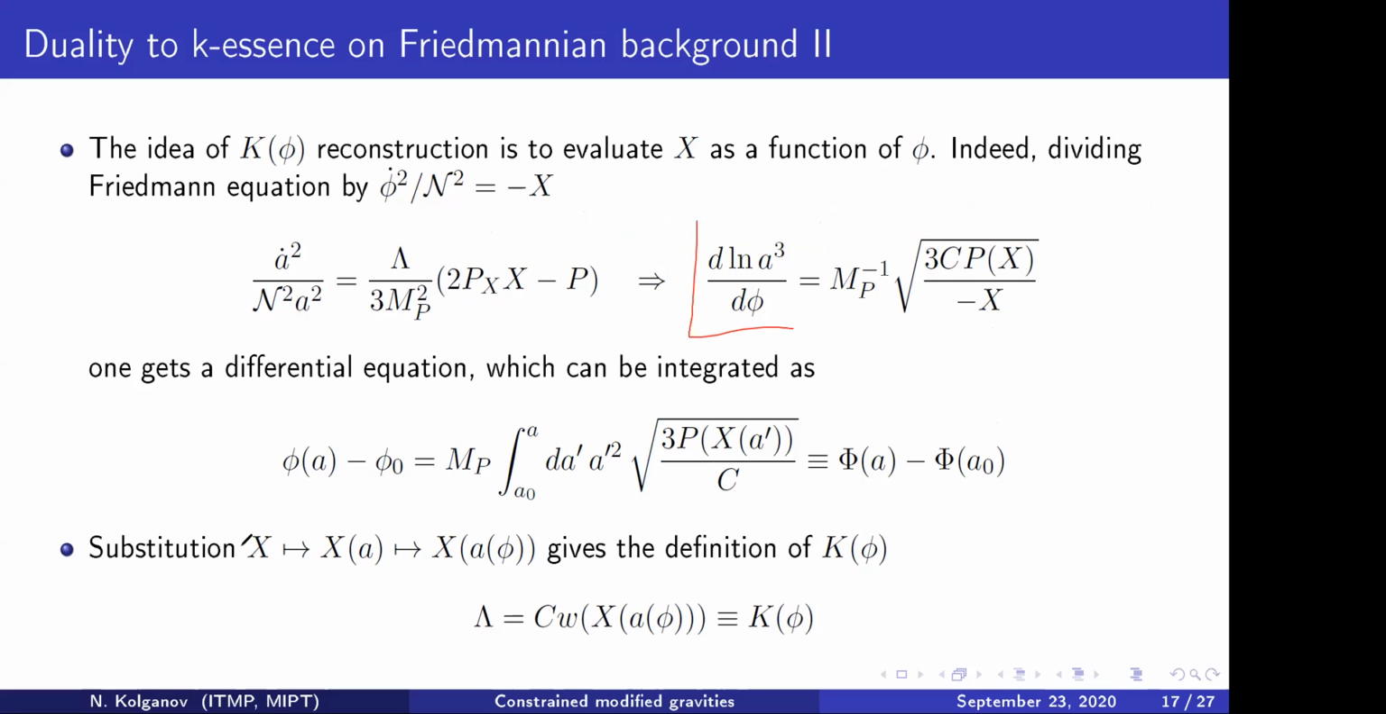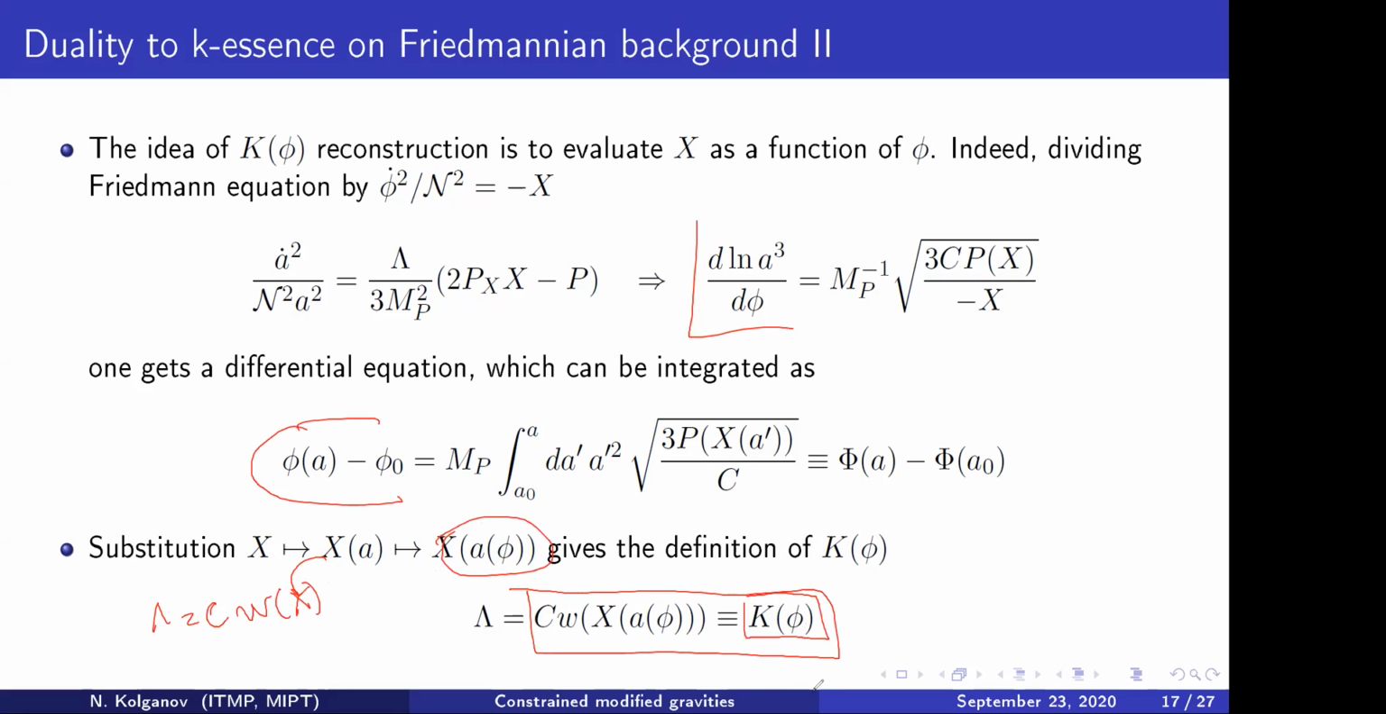So we can do the chain of substitutions. We have lambda as a function of x. Then we substitute here the constraint equation, which expresses x as a function of a. Next, we exploit the solution of this equation and substitute here a as a function of phi. Then we obtain lambda as a function of phi, or by our definition, k of phi. So we found k of phi, and it does depend on the initial conditions contained in capital C.